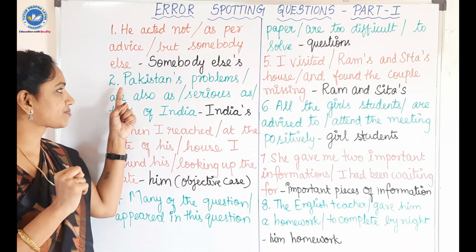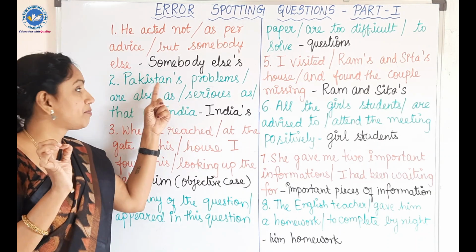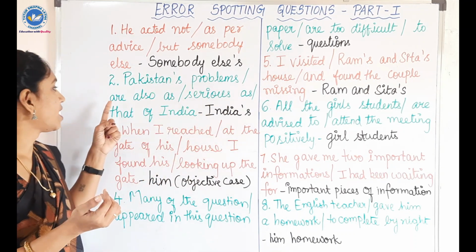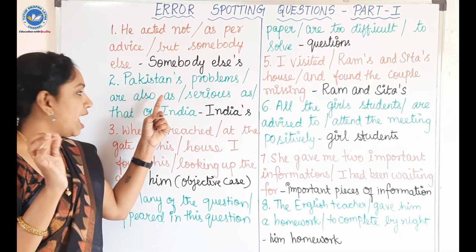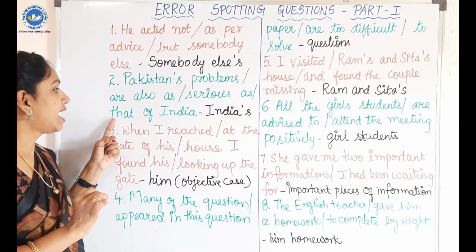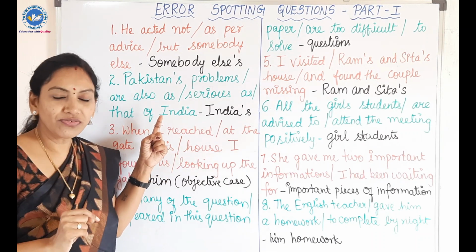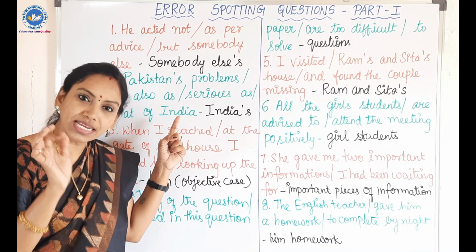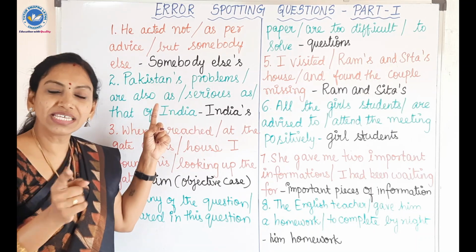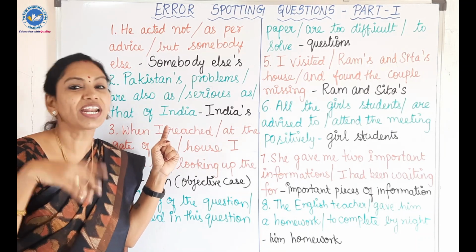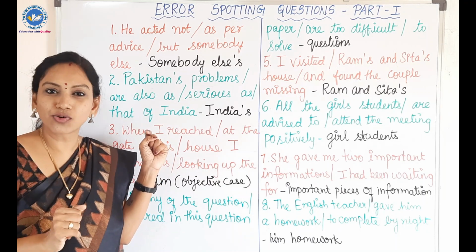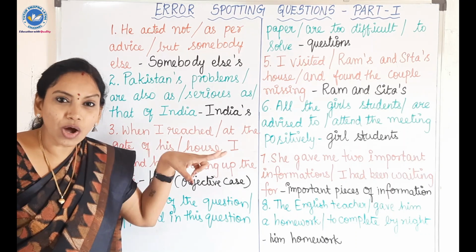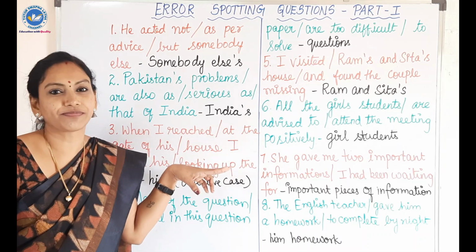Second question: Pakistan's problems are also as serious as that of India. Note down, friends, when they are comparing two nouns, Pakistan is a noun, India is a noun. When I am giving apostrophe S for one noun, I should give apostrophe S for the other noun also. That is the English rule, isn't it? When I am comparing two particular nouns, they are to be considered equally.